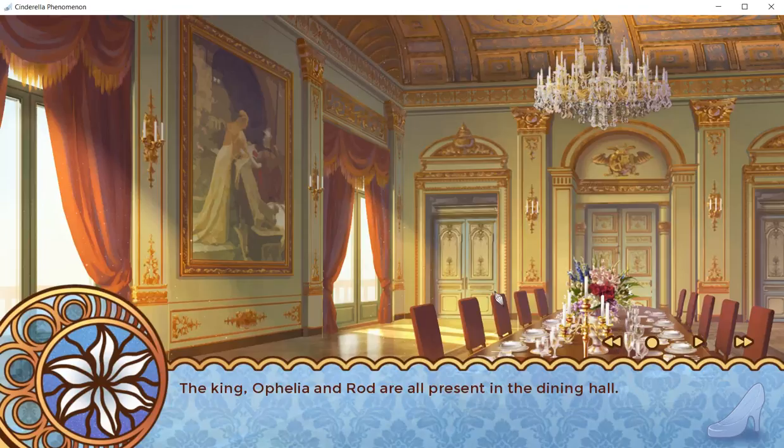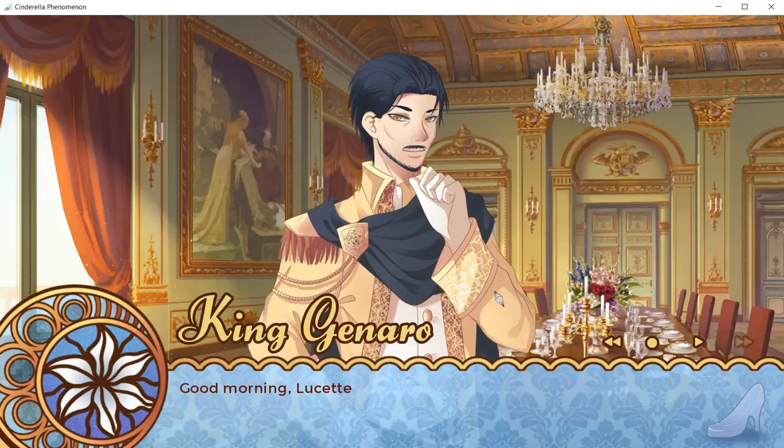The King, Ophelia, and Rod are all present in the dining hall. Someone is conspicuously missing, but I ignore their absence.